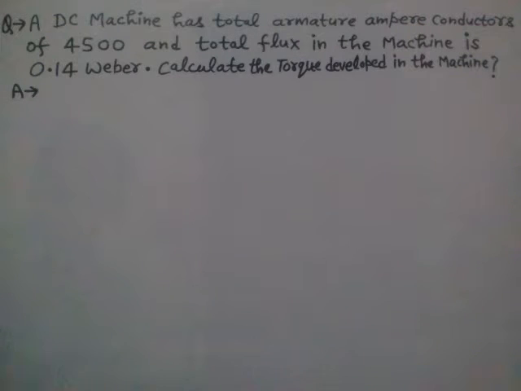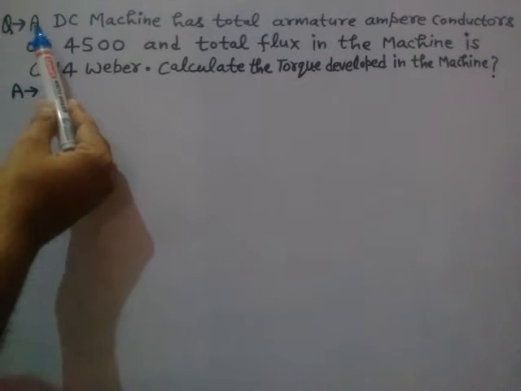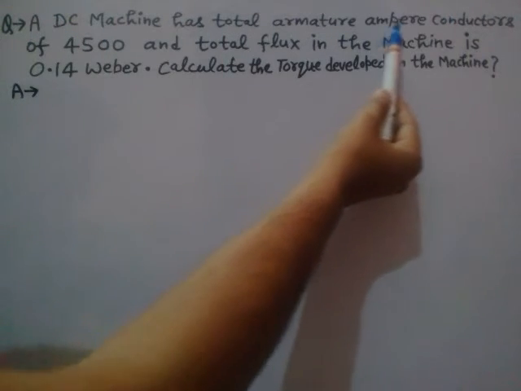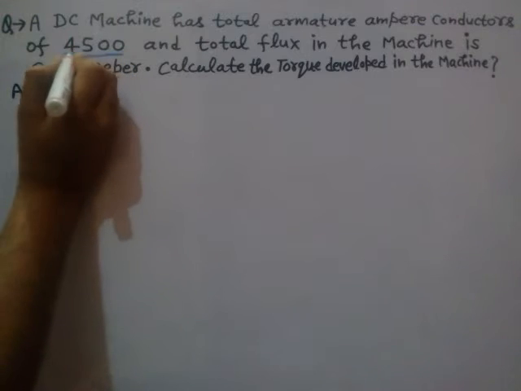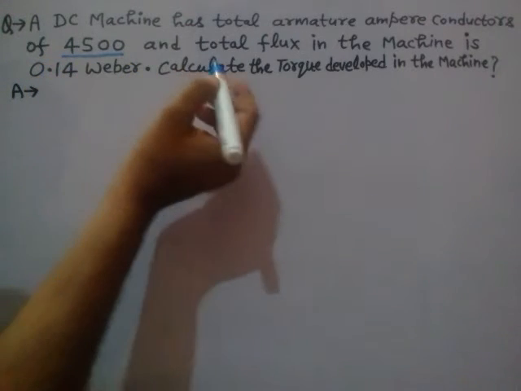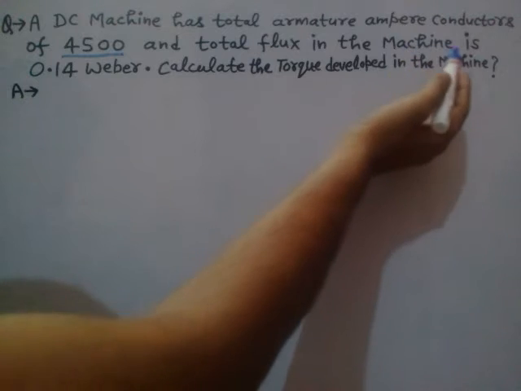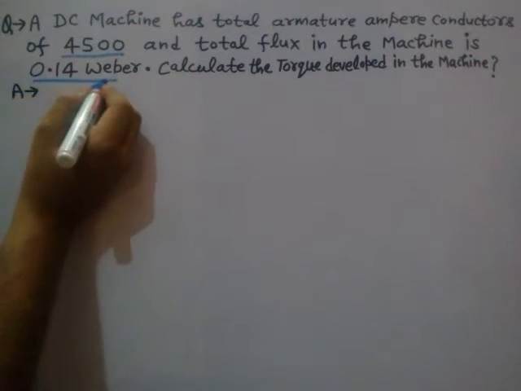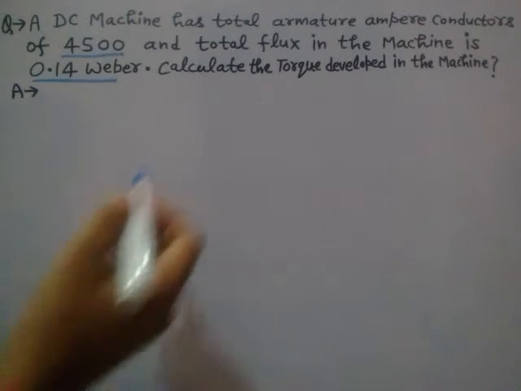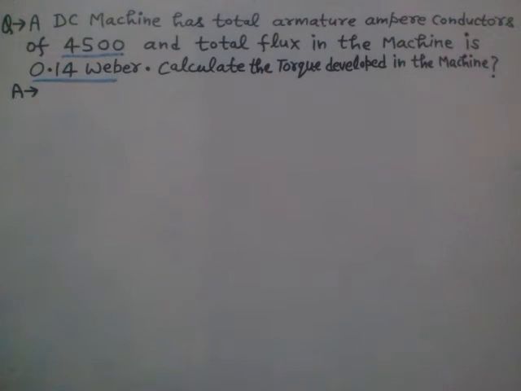So what is the question? Once again, the question is, a DC machine has total armature ampere conductors of 4500. So total armature ampere conductors are given 4500 and the total flux in the machine is 0.14 Weber. That is the total flux. Now you have to calculate the torque developed in the machine. So how to approach this question? Let us see.